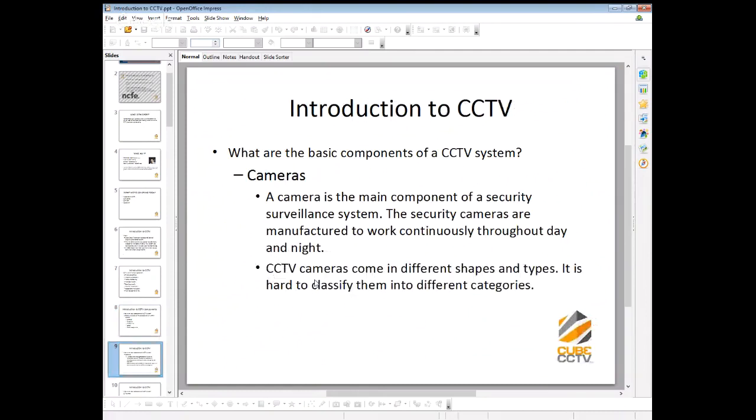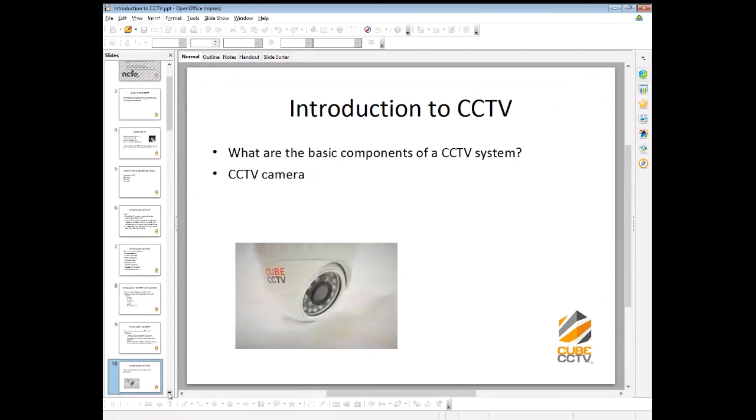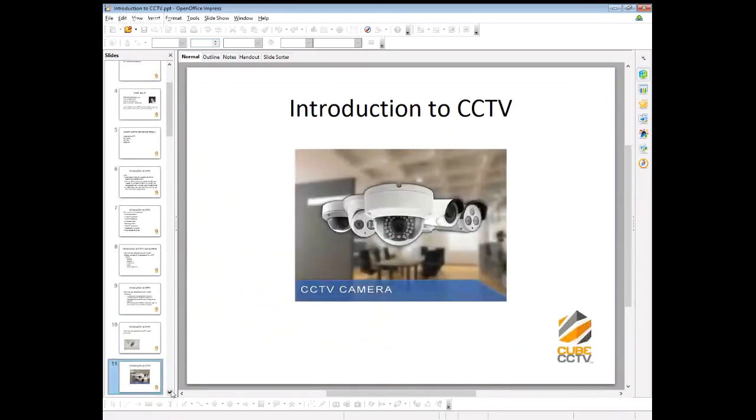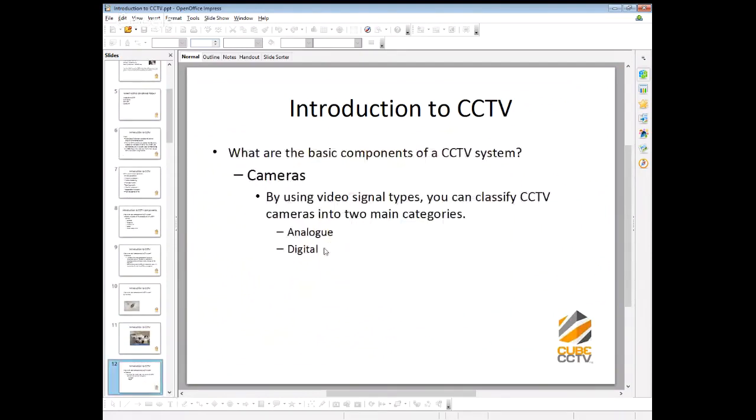Right. Let's start with cameras. How would you put cameras into different categories? If you are to buy a CCTV camera, what would you look for? I would say it is quite difficult to put CCTV cameras into different categories, so you have to first decide what you're going to use as a base to categorize them. I would say the best thing to use would be the signal type. Based on signal, the two main types of cameras you could buy are analog and digital. So we're going to look into these two types: what an analog camera is, and what a digital camera is.